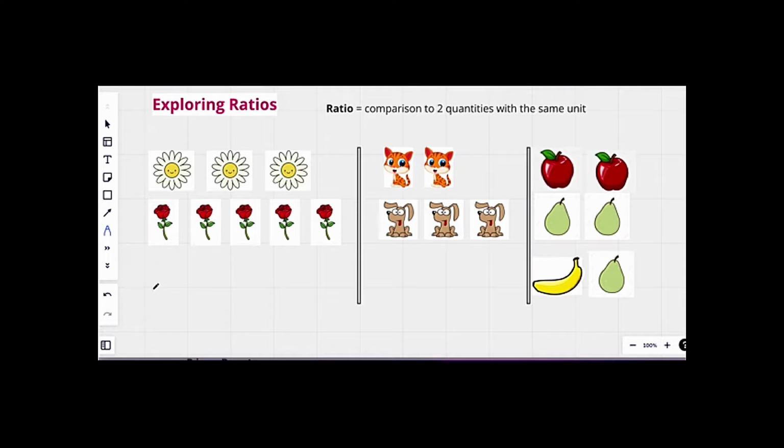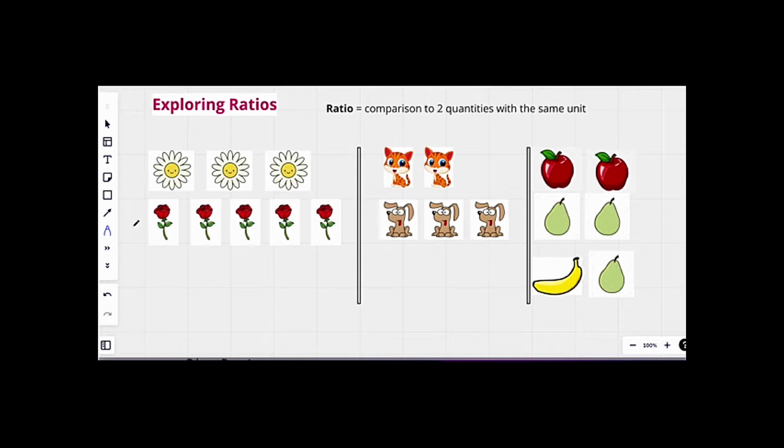Today we're going to start talking about exploring ratios. So what's a ratio? A ratio is a comparison of two quantities with the same unit. What does that mean? Well, we can compare things within the same group, and that's what we call a part-to-part ratio. For example, we've got here all of these flowers, and we got some daisies, and we got some roses.